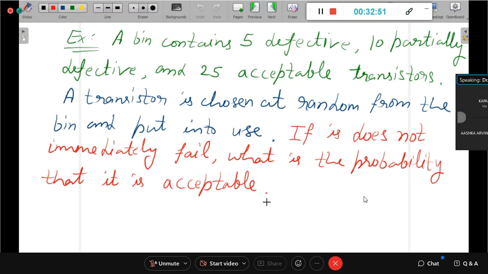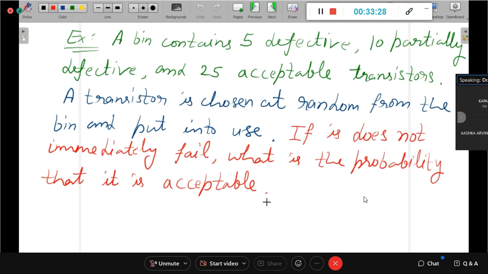A bin contains 5 defective, 10 partially defective, and 25 acceptable transistors. I think this problem is well understood. 5 defective means you cannot work with them. 10 partially defective, that may work or may not. Acceptable, they are fully working. That is how you can look at it.